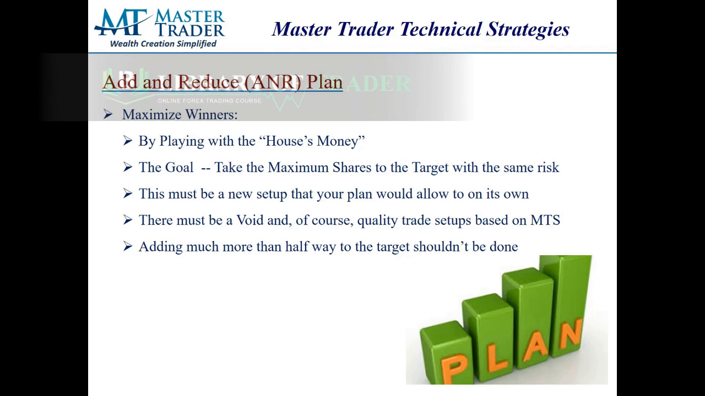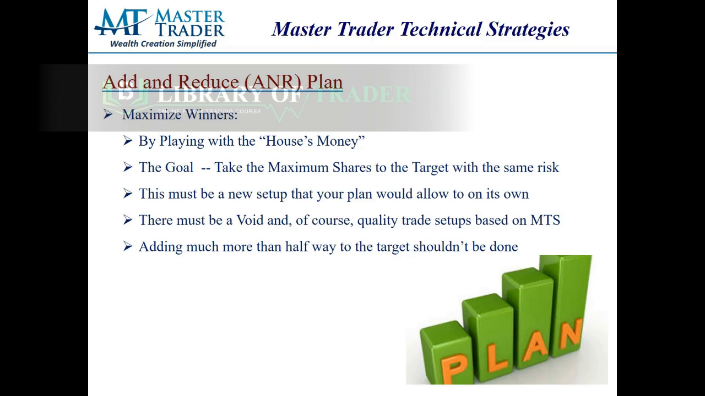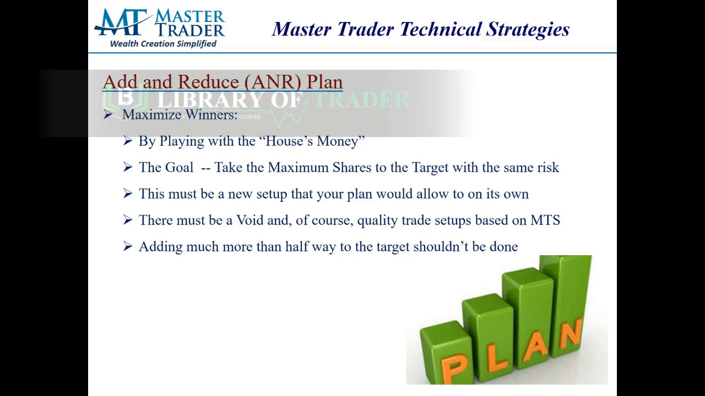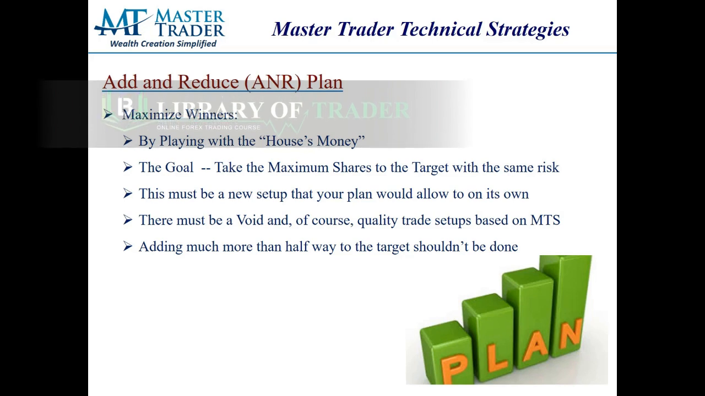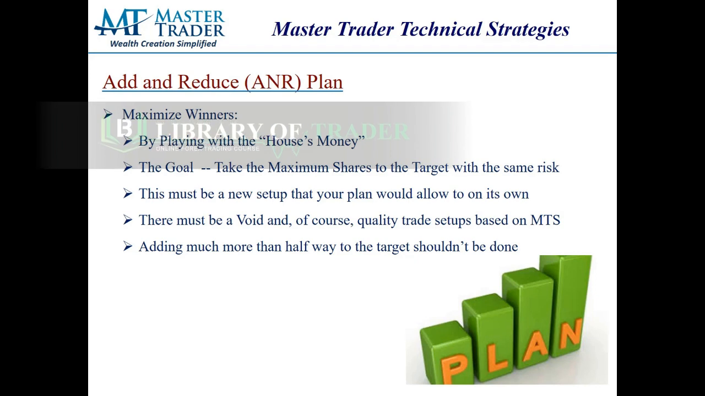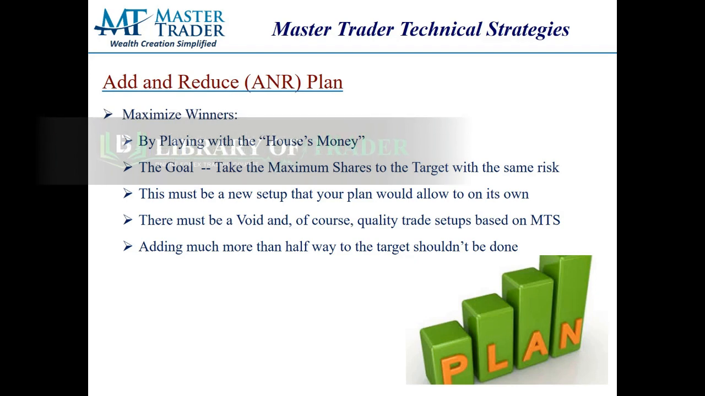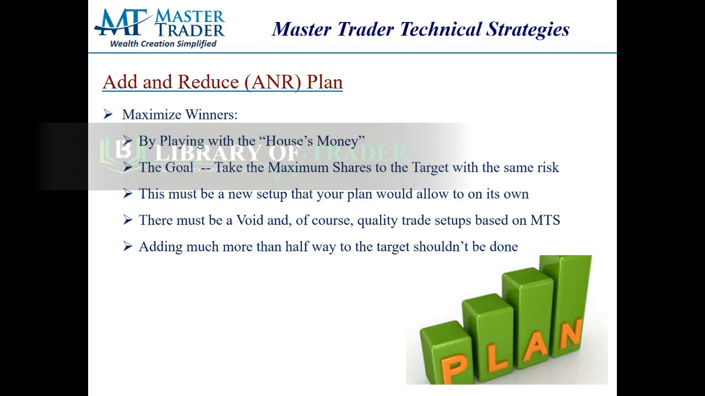And of course, it's a quality setup based on master trader technical strategies. Adding much more than halfway to the target, you really shouldn't do it, because at that point, logically, the price has moved a little bit too far. But that's a guideline. When you're adding and reducing, we're going to be looking at different combinations. So this is a general guideline. Some common sense needs to be used here. If there's only a dime left to the target and you're adding and your stop is 15 cents, it just doesn't make sense. The closer you get to the target, you should not be adding and reducing.